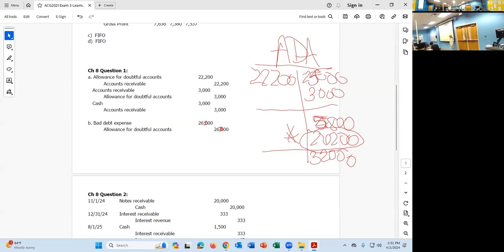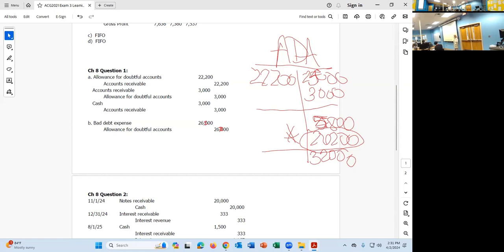Remember to always pay attention to the unadjusted balance before, because the difference between those is what's going to give you your bad debt expense. When they say we estimate that 32,000 in accounts receivable will be uncollectible, that $32,000 is not the amount of our bad debt expense. The amount of our bad debt expense is whatever we need to add to the allowance to get there.